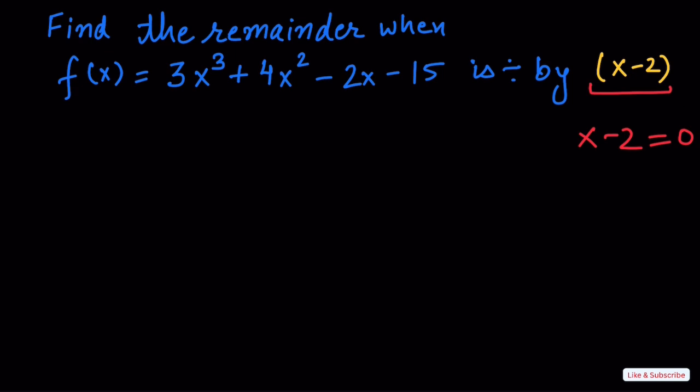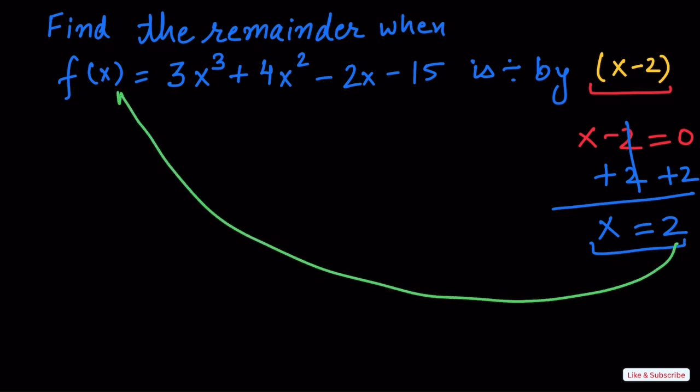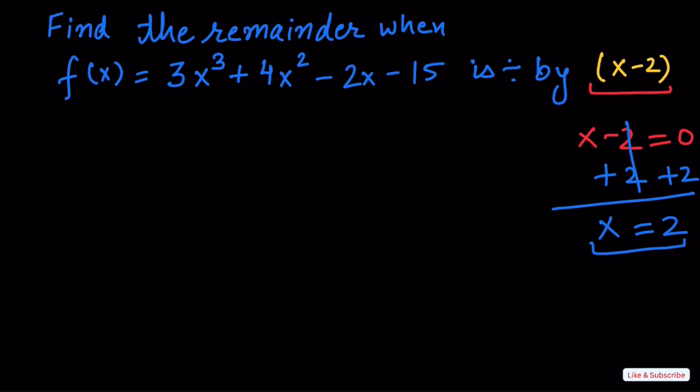Now how to find the value of x? This 2 is in subtraction. The opposite of subtraction is addition, so I added 2 on both sides. It got cancelled. The value of x equals 2. Now I'm going to plug in this value of 2 in this function at the place of x. So plug in x equals 2. What I got is f of 2, wherever there is x, I put 2, right?